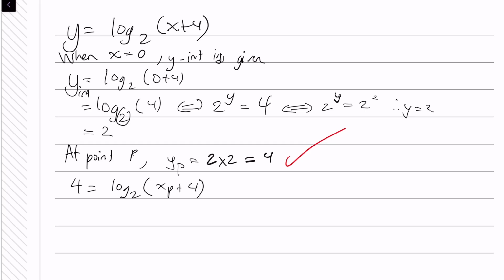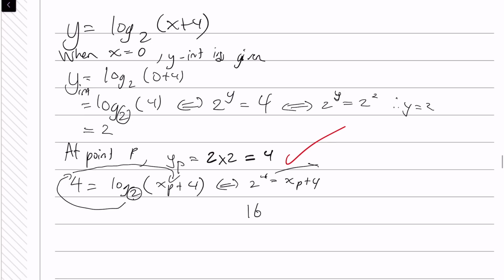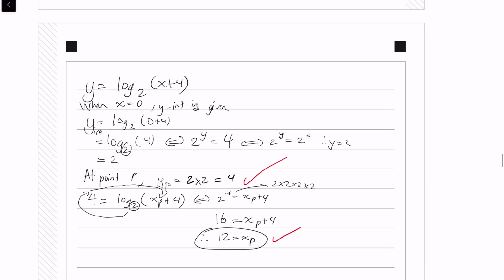Okay, and then we can convert this into exponential form. So again, taking the base, raising it to the power anti-clockwise way, and then put everything in the bracket equal on the right hand side. Going down, 2 to the power of 4 is 16, or if you don't remember that, just do 2 times 2 times 2 times 2, then xp plus 4, and then minus 4 on both sides to get xp. Okay, and so that is our fourth and final mark, right?